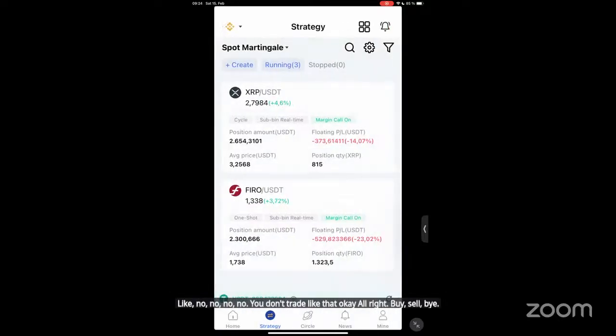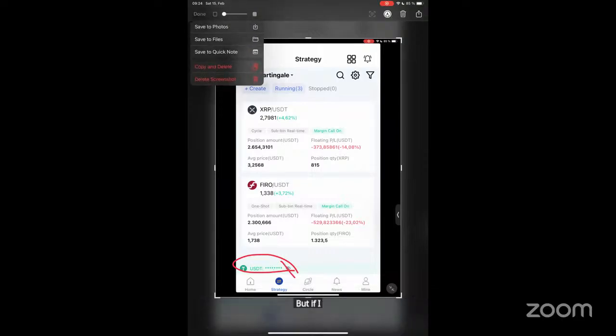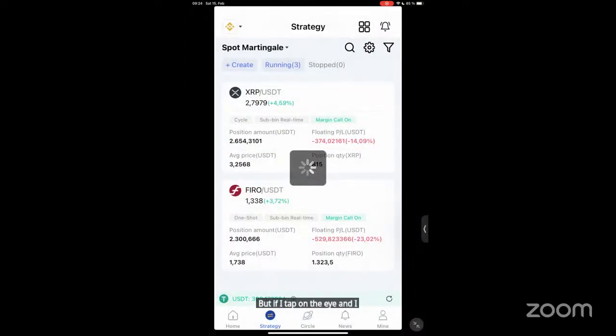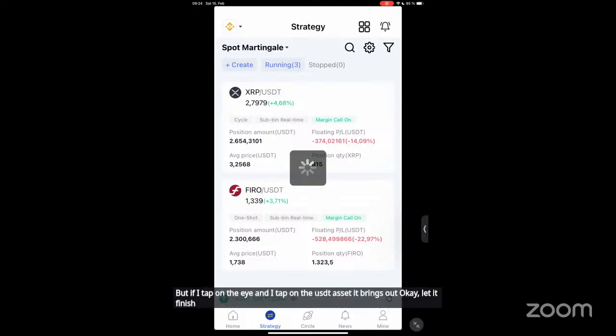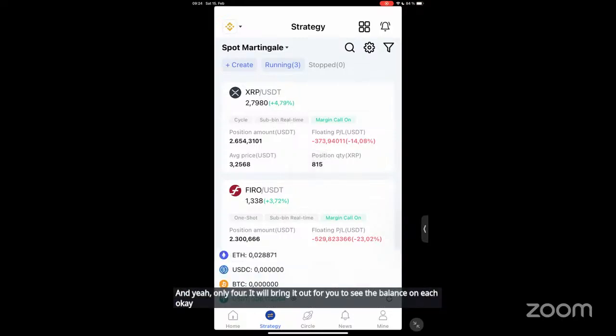Okay. So if I tap on the eye, nobody will be able to see my USDT below. But if I tap on the eye and I tap on the USDT assets, it brings out, okay, let it finish loading. It brings out the different trading pairs, the USDC, the BTC, the Ethereum, and yeah, only 4. It will bring it out for you to see the balance on each. Okay. I hope I'm still loud and clear. Okay, this is what I wanted to show you guys.